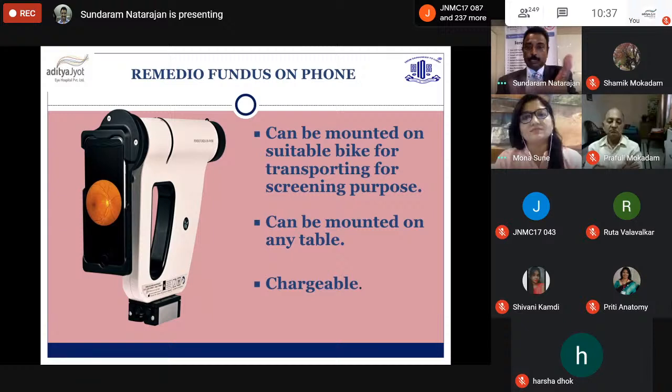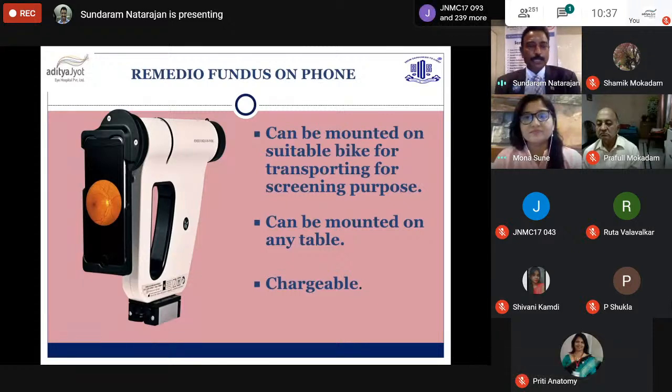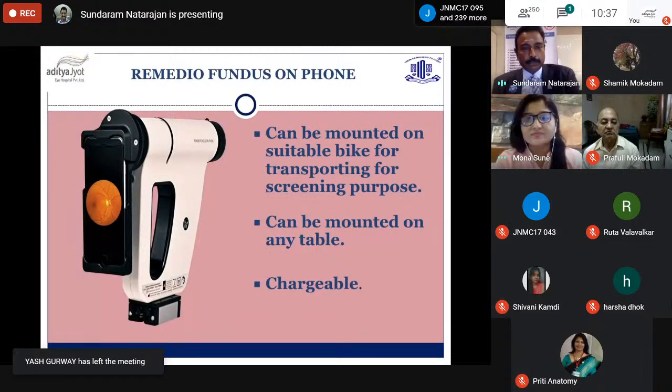I'm not promoting that. I'm fascinated by this technology where we can use a mobile phone to take a retina photograph. And that is why I'm spending a little time, because I love this technology. And if anybody wants to blame me for promoting, I don't mind. But I want to say I'm not getting any financial benefits, so I don't have any financial interest. The main thing is I promote this because it is handheld.